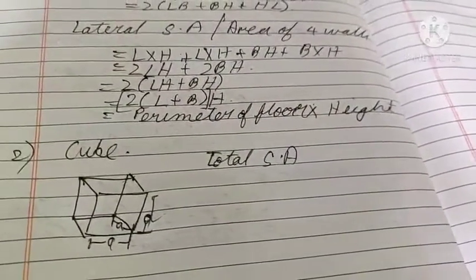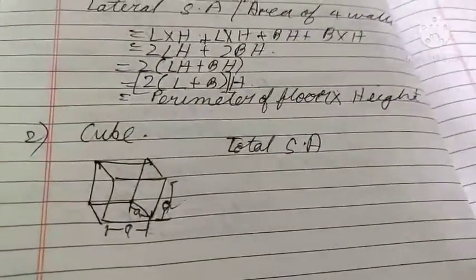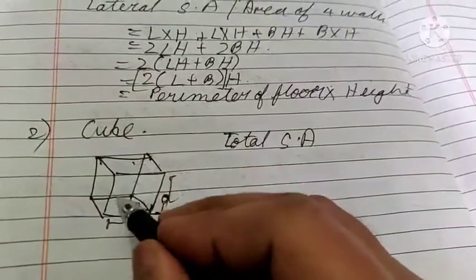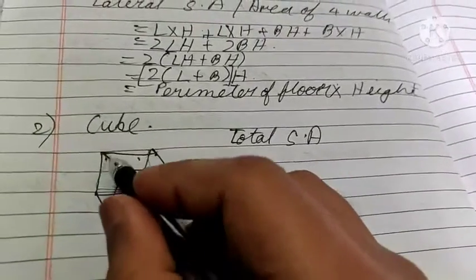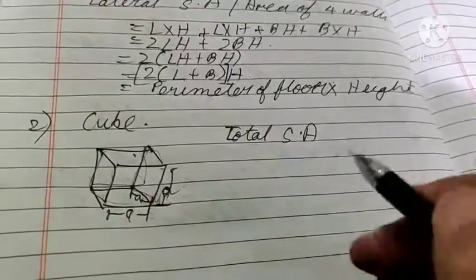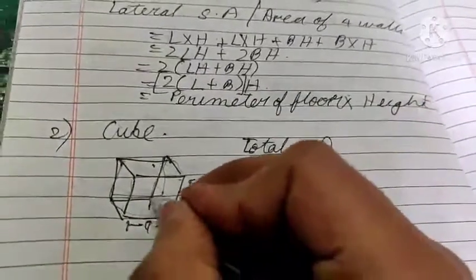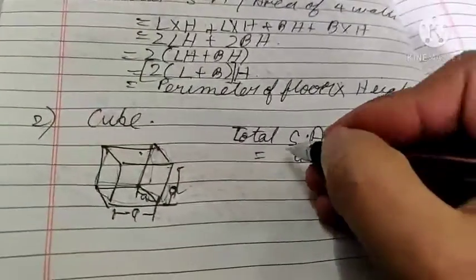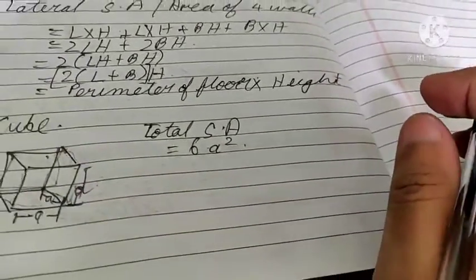So its total surface area. Look, again, in a box or a dice, by which we play Ludo and all, here also there are 6 faces: top face, bottom face, right face, left face, front face and back face. There are again 6 faces and all have the dimension A. So area of one face will be A square, and here there are 6 faces, so 6A square. As it is a square, the area of all the faces will be the same.